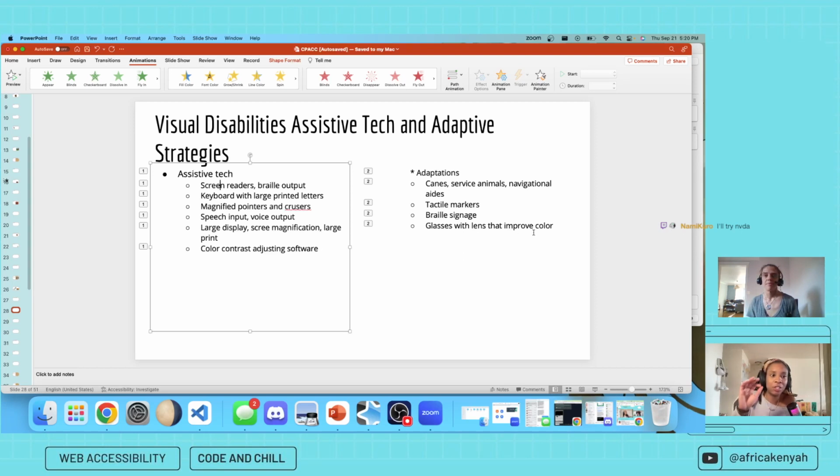Adaptations. So adaptations are a little bit different than assistive tech. These are just like physical things people use. And this would be like canes, service animals. Dorland has a service animal, Tank. He's awesome. I don't know where he is, but he's a cute little black dog. And he's just like the happiest dog ever. Tactile markers, braille signage, glasses with lens that improve colors.